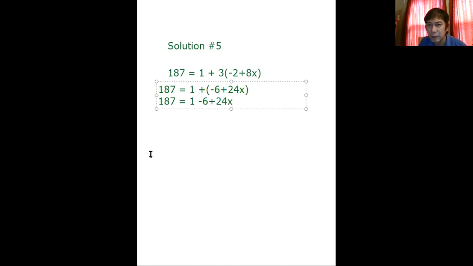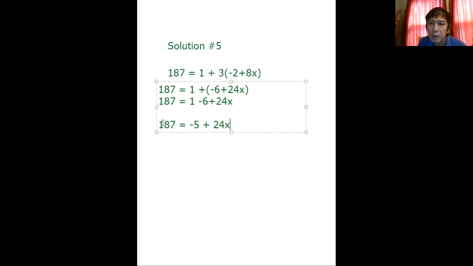Now, if this plus here happens to be a minus, that will surely change something inside. But since this is plus, it won't change anything. And we will have to deal with something like that later on. Now, the next thing to do is combine like terms. You can see a number here and a number here, the -6. We can simplify this to a -5. So the next line is 187 equals -5 plus 24x.